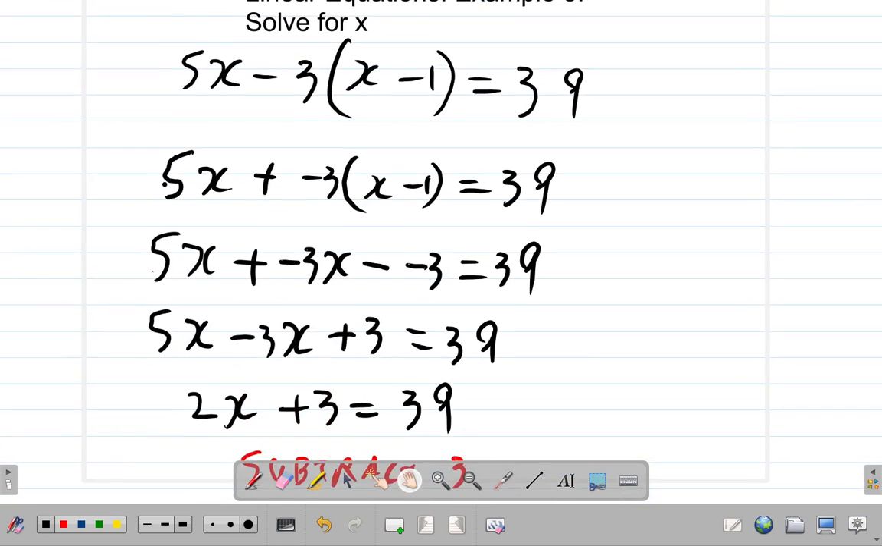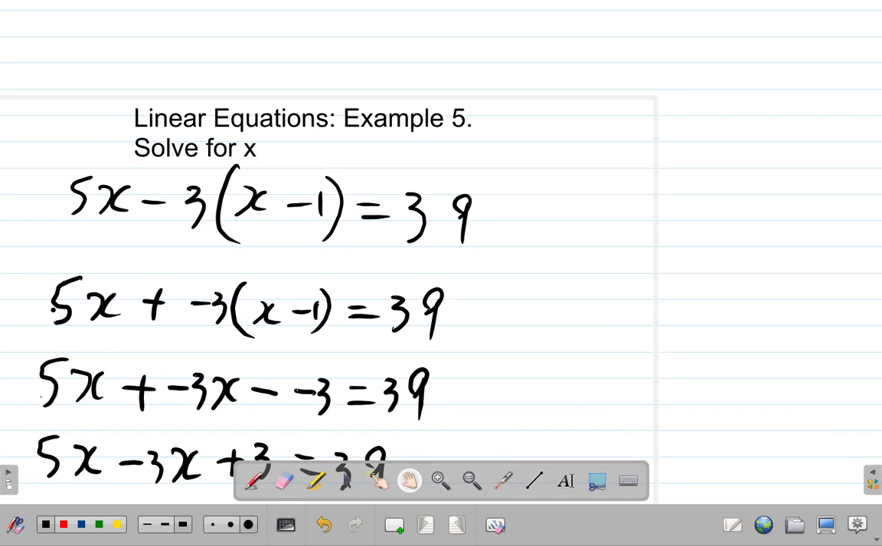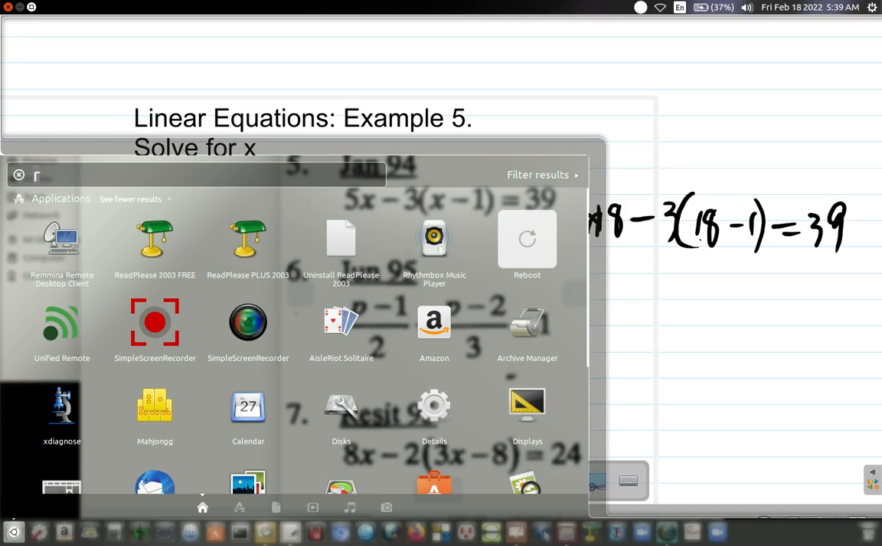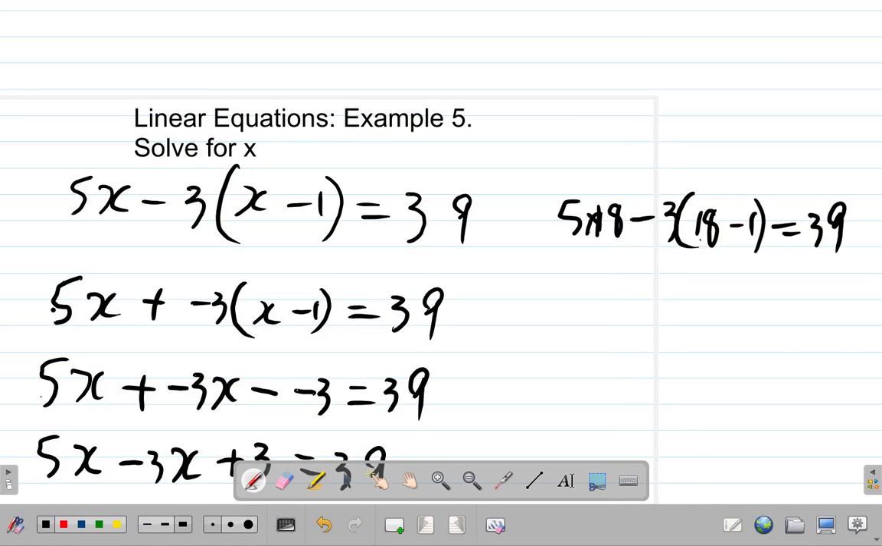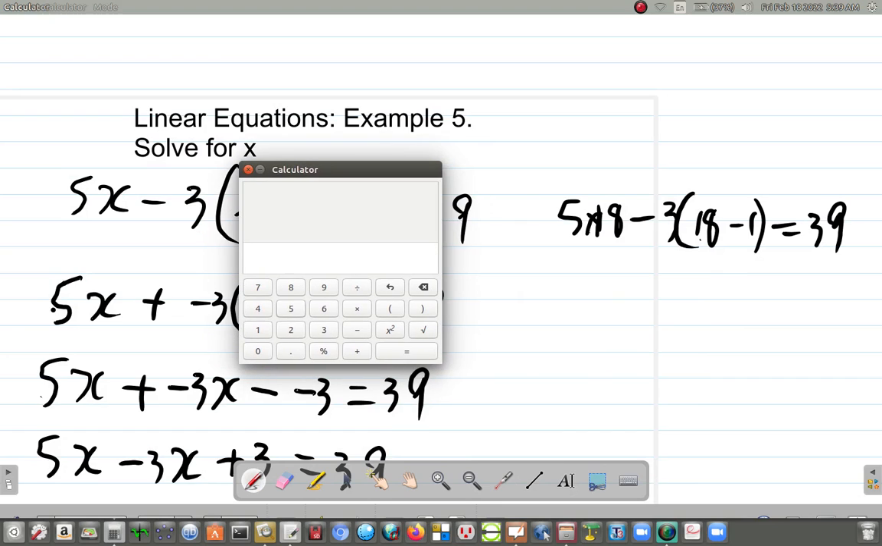Let's just test whether we're right or wrong. We have 5x minus 3 times x minus 1 equals 39. X is 18 according to what we got. So this is 5 times 18. And this is supposed to be 18 minus 1 because x is 18. Now let's just move quick by using our calculator. What is 5 times 18? 5 times 18 equals 90.